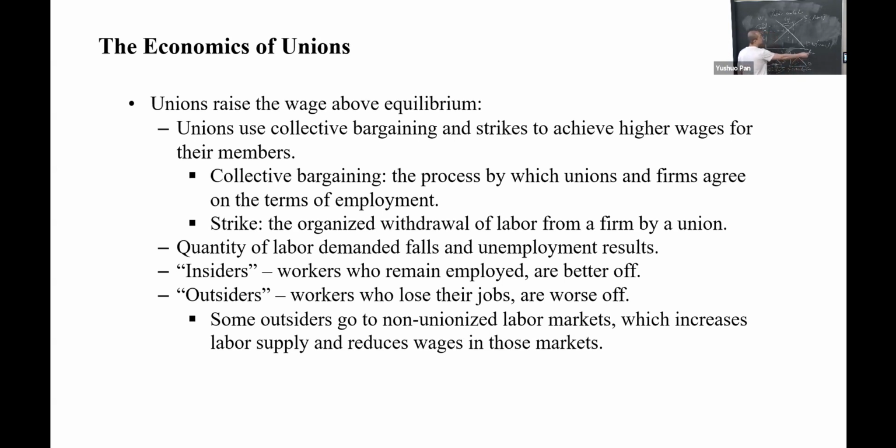So this amount of laborers are going to move to the outsider market, which will cause the supply curve, remember, the supply curve is the laborers, to shift to the right hand side. More laborers in the outsider market will cause the wage to decrease and more labor force here. Higher wage, lower wage. This is not too low. That's a big amount of labor force in the outsiders. Some outsiders go to non-unionized labor markets, which increases the labor supply and reduces the wage in those markets. That's what I drew on the blackboard.